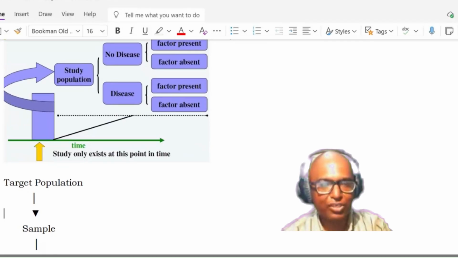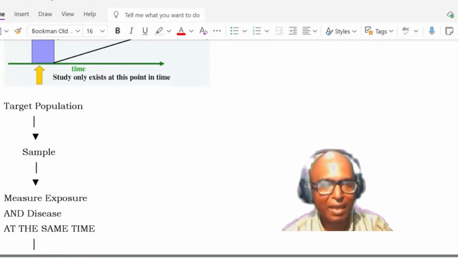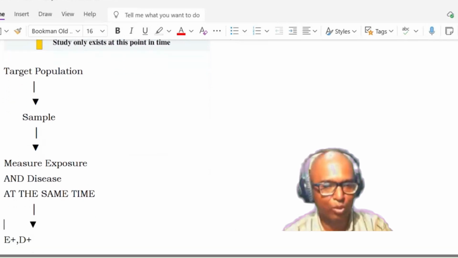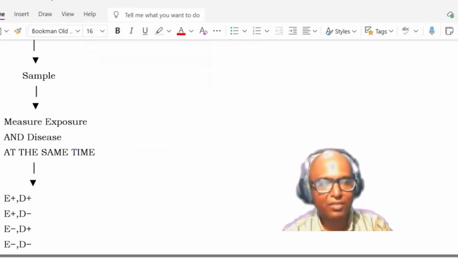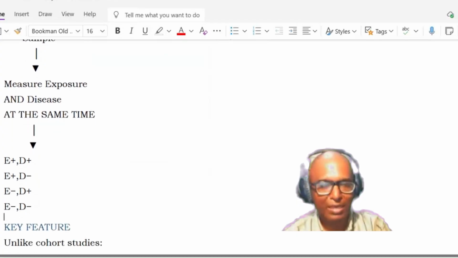So you have a target population. From the target population, you select the sample, and you will measure the exposure as well as the disease at the same time. Then you will divide this population or sample into exposed and diseased, exposed but non-diseased, non-exposed but diseased, and non-exposed and non-diseased. So that is how you will divide your sample.